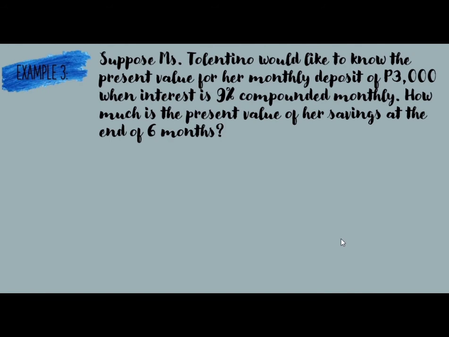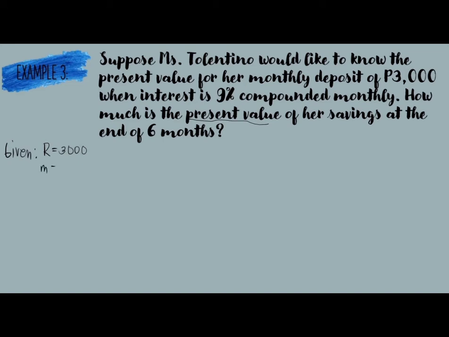So, next example. So, suppose Miss Tolentino would like to know the present value for her monthly deposit of 3,000 pesos when interest is 9% compounded monthly. How much is the present value for your savings at the end of 6 months? Okay. So, ano-ano yung mga given? So, ang hinahanap dito is yung present value daw niya at the end of 6 months. Okay. So, yung given is, so yung monthly deposit niya or yung regular payment is 3,000 pesos. Okay, so yun yung binabayaran niya monthly.